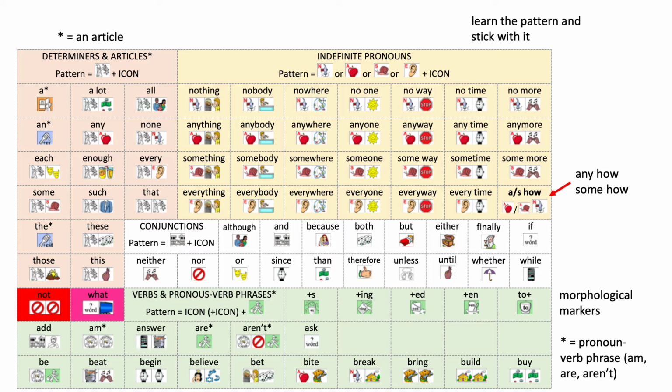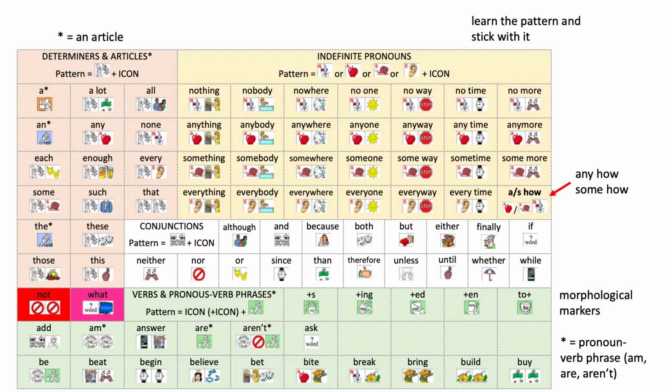Page 2 contains determiners, articles, indefinite pronouns, conjunctions, and the start of verbs. You'll notice here that with the indefinite pronouns, I sort of ran out of space. I needed one extra key to put in anyhow and somehow. But the people who have used the chart said, that's okay. We've learned the pattern and we know how it works.